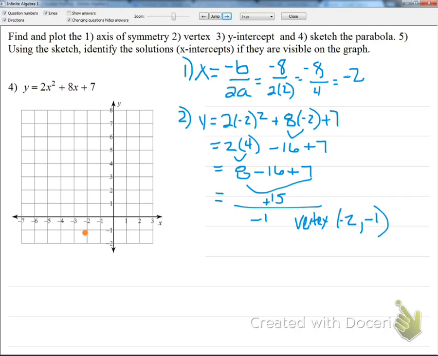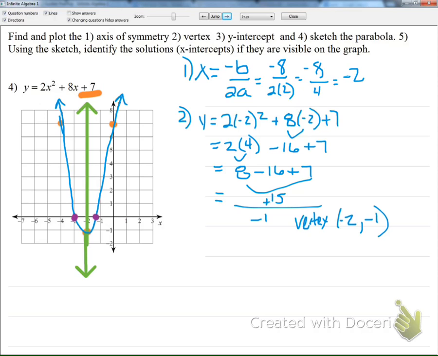Plot that point, negative 2, negative 1. Look for the y-intercept in the equation, which is that positive 7, so I plot that point. If I draw my axis of symmetry here, then I know that there should be a point exactly equal distance away from that y-intercept. There's my 3 points that I can use to draw the sketch of the parabola. And the parabola crosses the x-axis there and there. So I identified where the solutions could be located.